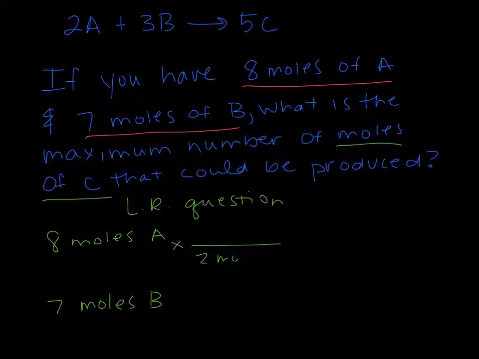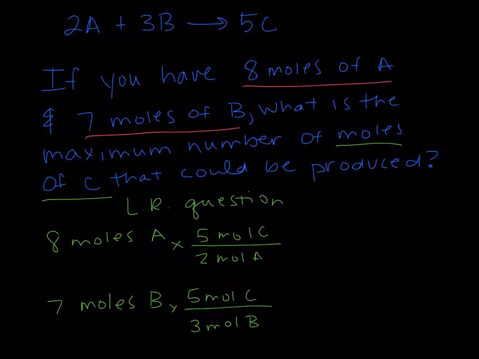So 2 moles of A to 5 moles of C. And then down here on the bottom, from B to C, I've got 3 moles of B to 5 moles of C. So 3 moles of B, 5 moles of C. So moles of A cancels with moles of A. And if I calculate that, I get 20 moles of C. Oops, what am I doing?